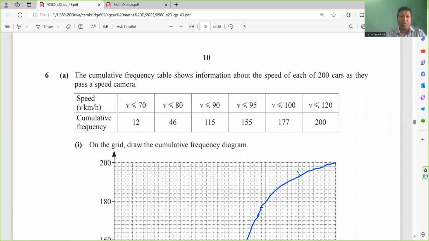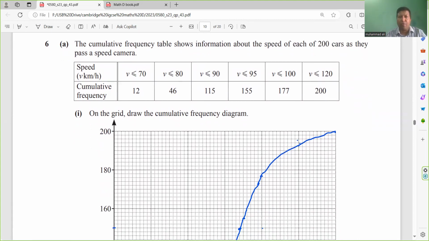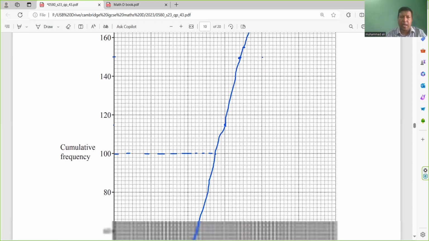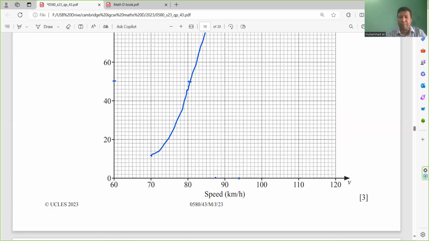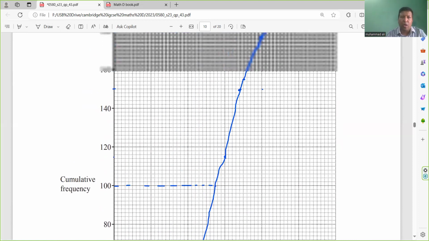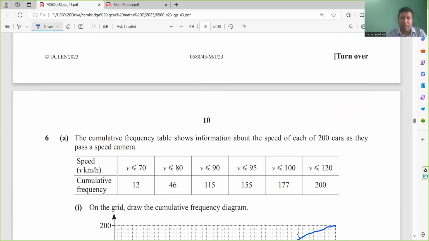Speed, velocity in kilometers per hour: velocity less than or equal to 70, cumulative frequency is 12; velocity less than 80, cumulative frequency 46 is given. So on the grid, draw the cumulative frequency diagram. One thing we know is that cumulative frequency we show vertically and the speed horizontally, and the coordinate is always put at the last value, that means velocity less than or equal to 70. Here we indicate the 12.